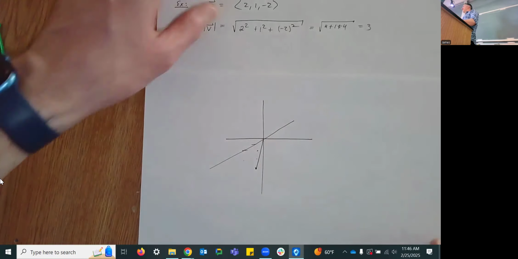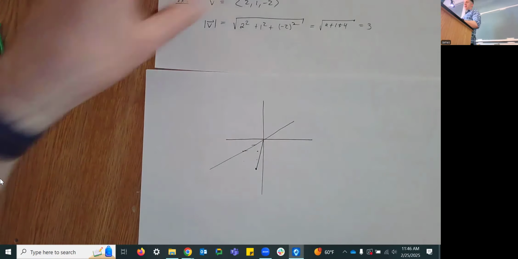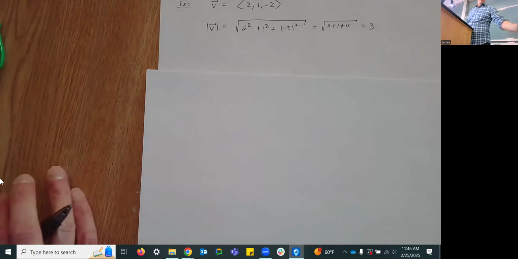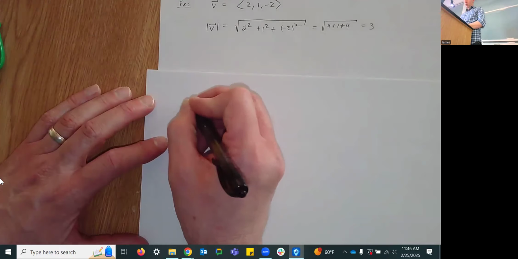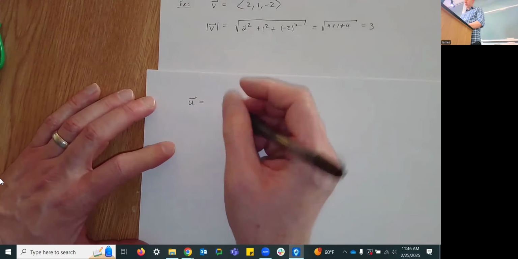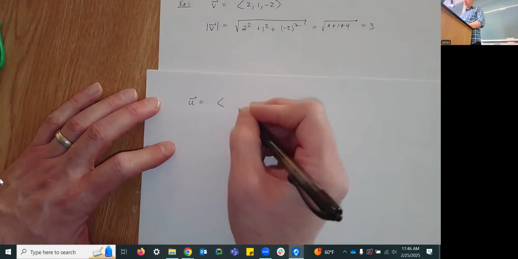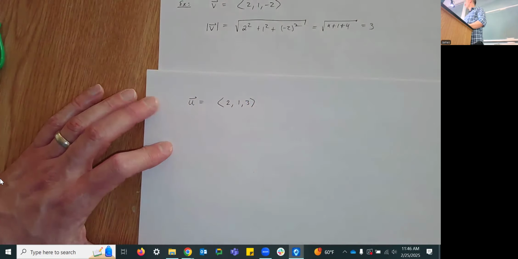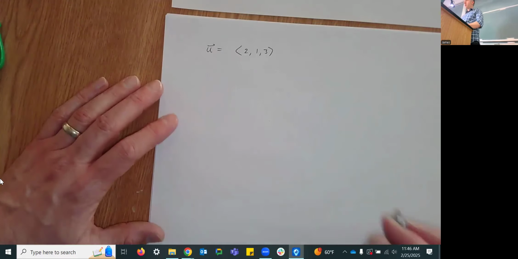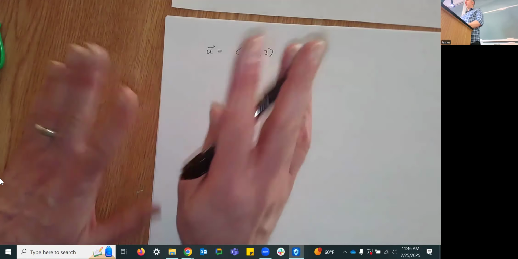Let me give you an example. It's a little easier. Let's say we want to find the length of the vector, the new vector. Let's call it u equal to... Let's make things nice and positive. Let's say it's 2, 1, 3. I'm just going to deal with the 2, 1 part first.